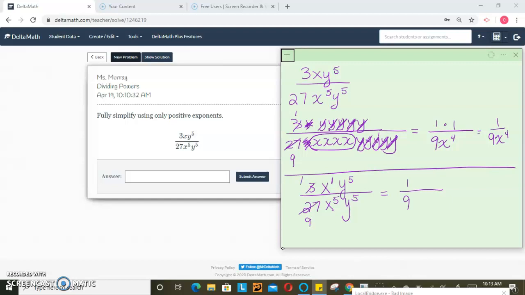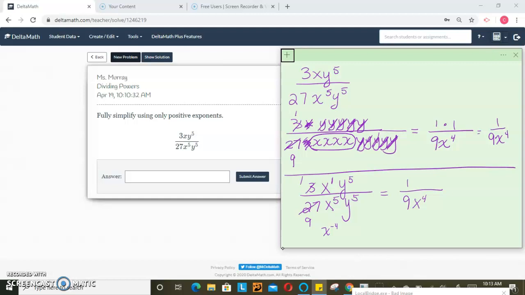But here, when I subtract my exponents, 1 minus 5 is a negative 4. And whenever I subtract and get a negative number, it means my base is going to end up in the denominator. Okay, it's always going to be where there's more of that variable or where there's a higher exponent.